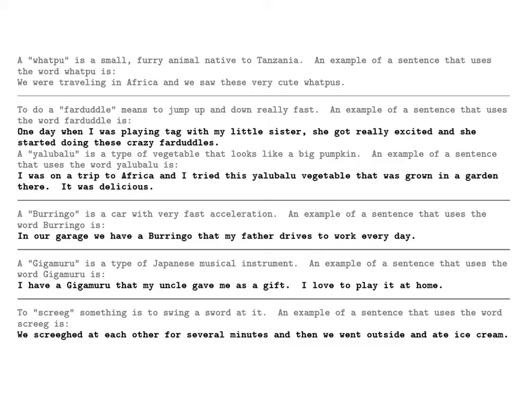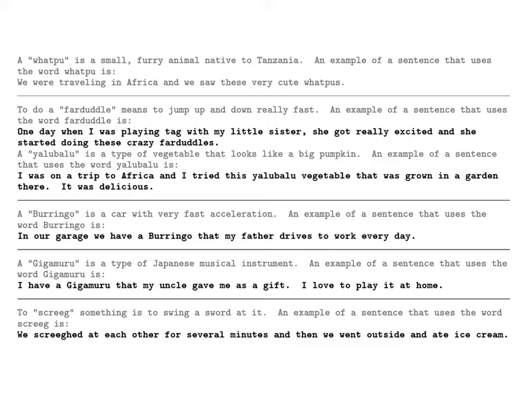Okay, so to do a fardoddle means to jump up and down really fast. An example of a sentence that uses the word fardoddle is, and then we let the system say something. So we're showing it what it can be like to adapt a new word to a new situation. And what it does is, "One day when I was playing tag with my little sister, she got really excited and she started doing these crazy farduddles." Whoa. It just realized that the task at hand is take this word and reuse it in a sentence that makes sense based on the context activation from the sentence above.